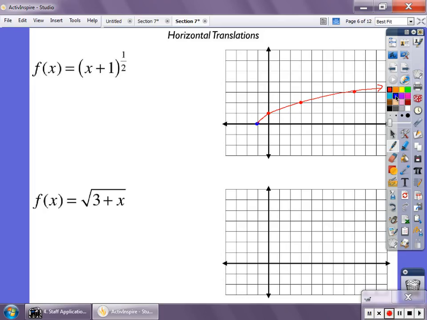Now we haven't done domain and range yet, but I know that the domain is what's going to change. Okay, since this got shifted left 1 unit, the leftmost point will be -1, and it goes on to infinity. The range, well, we're not shifting up or down, and so that remains unchanged.